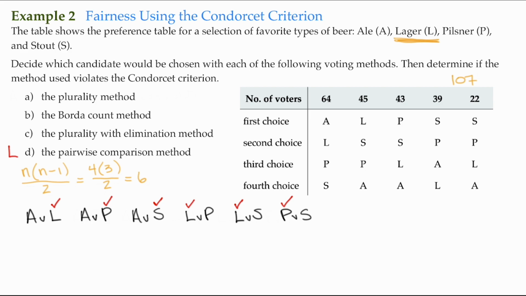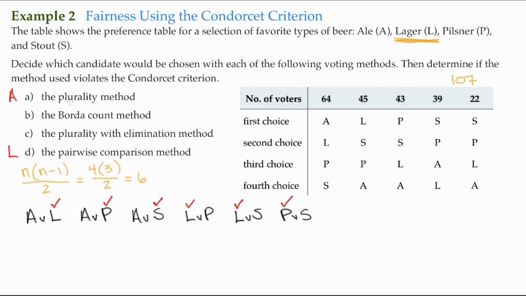So can somebody else win using the plurality method? If somebody else can win using the plurality method other than lager, then we can say that the plurality method can violate the Condorcet criterion. If we go over here, you can see right here, ale has got 64. Stout's got 39 and 22, that comes out to be 61. So ale would win in the plurality method. I'm just going to put it here, ale.